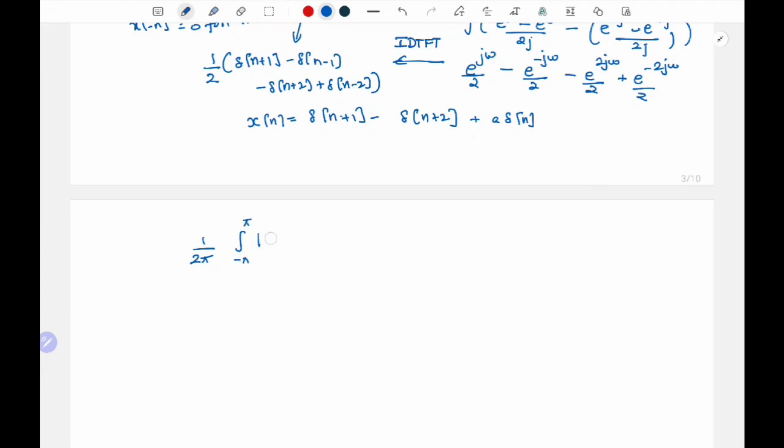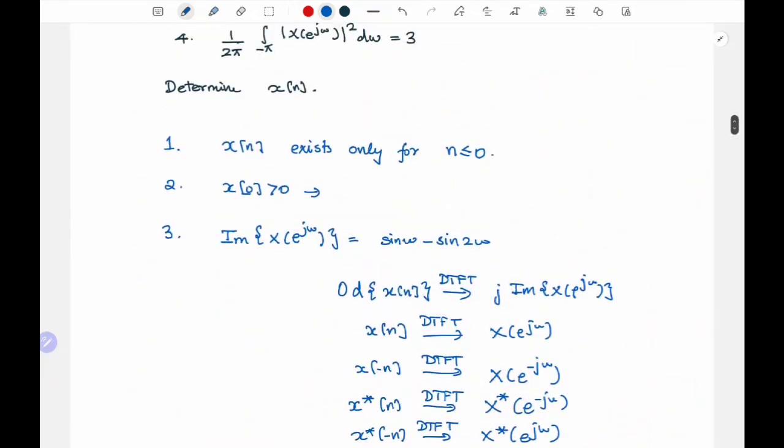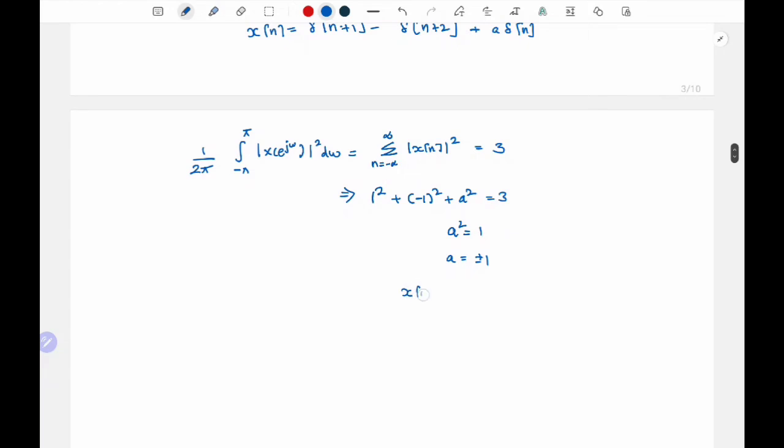The integral minus pi to pi mod of x of e power j omega whole square d omega is nothing but the summation n equal to minus infinity to infinity mod x of n whole square, and it is given as 3. So this is going to be equal to 1 square plus minus 1 whole square plus a square equal to 3, and you know that a square equal to 1 and a is equal to plus or minus 1. But this is where the second condition comes, right? x of 0 greater than 0. So a is equal to plus 1.